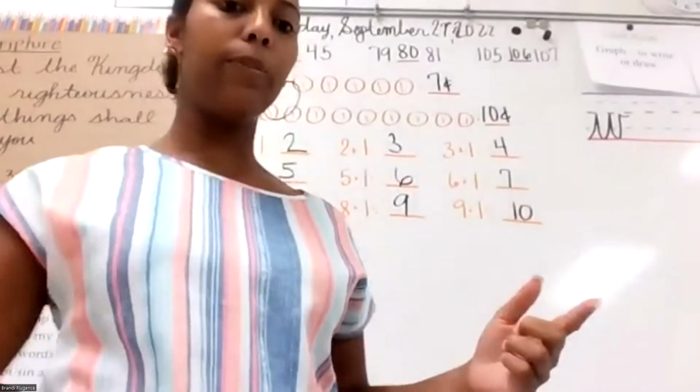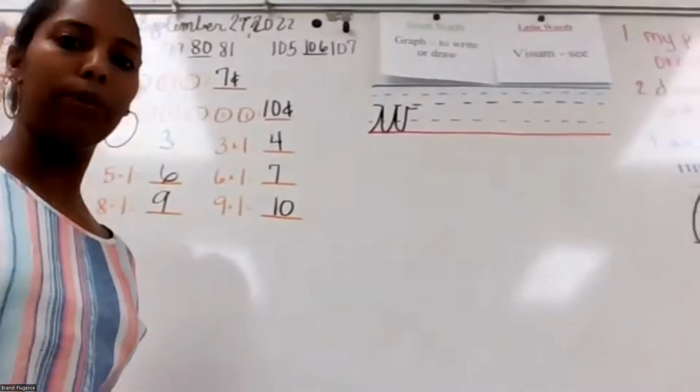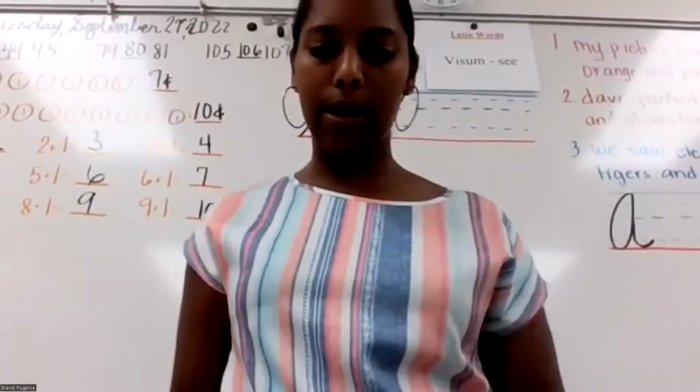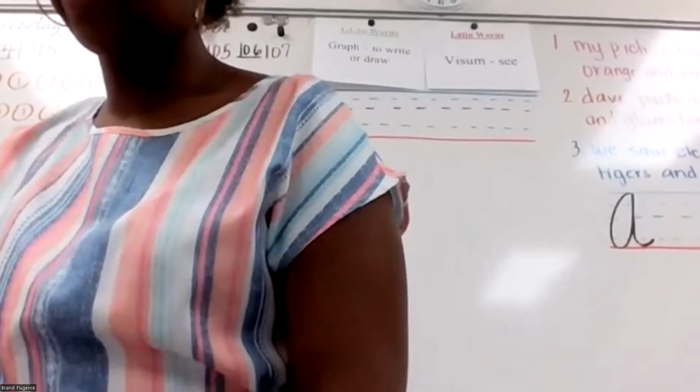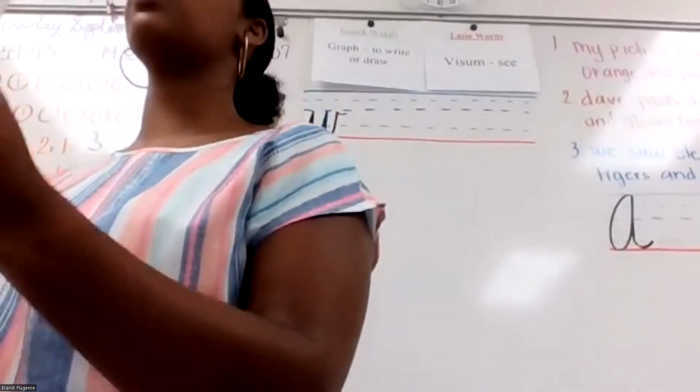Go ahead and get out your letters book. Let's practice our cursive letter W today, which is on page 23 in your letters book.